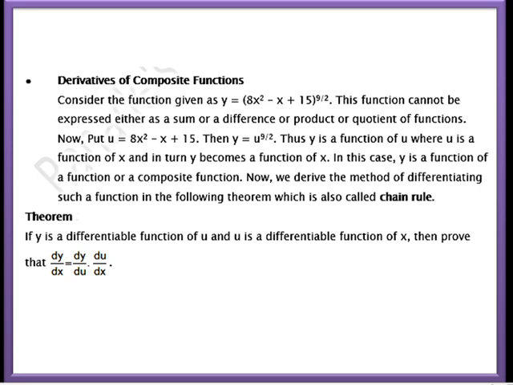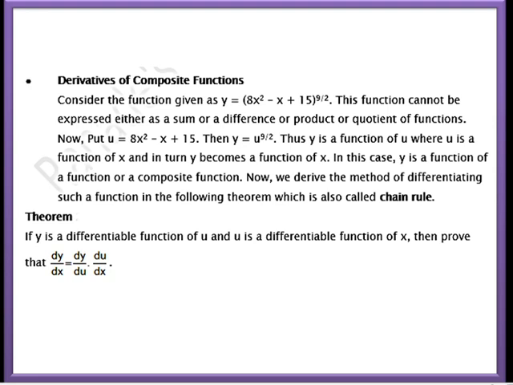Consider the function given as y equal to (8x square minus x plus 15) raised to 9 by 2. Now this function cannot be expressed either as a sum or a difference or product or quotient of functions. But if I put u equal to 8x square minus x plus 15, then I get what? y equal to u raised to 9 by 2. Thus y is a function of u, where u is a function of x, and in turn y becomes a function of x. So this is a function of a function called as composite function.